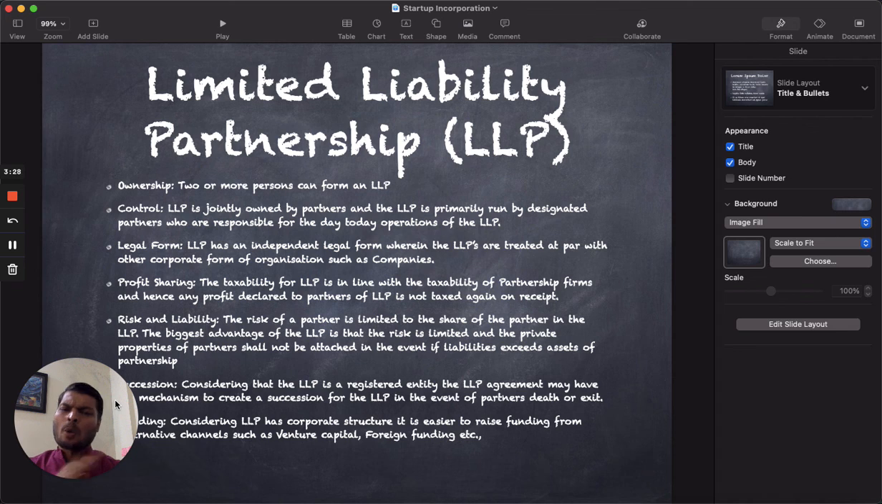The other forms normally do not get funded by the VCs or the investors. With a limited liability partnership, people may consider it because there is a regulatory authority which guides this whole thing, and the returns are to be filed with the Registrar of Companies anyway. So hence, it is a far better form of organization.